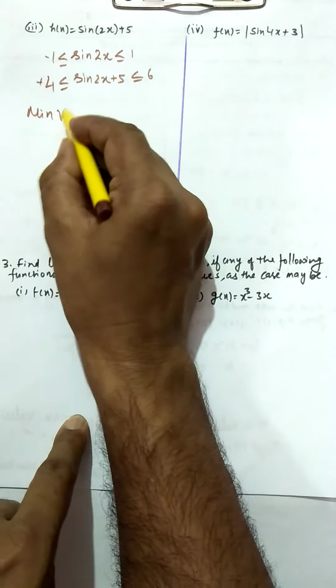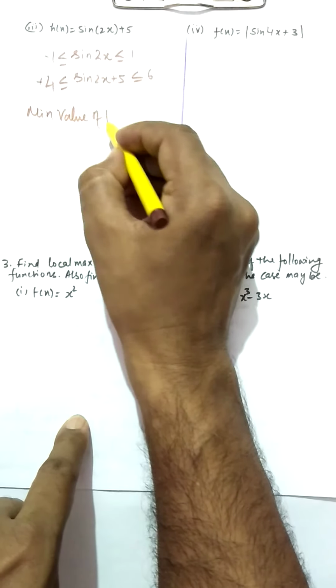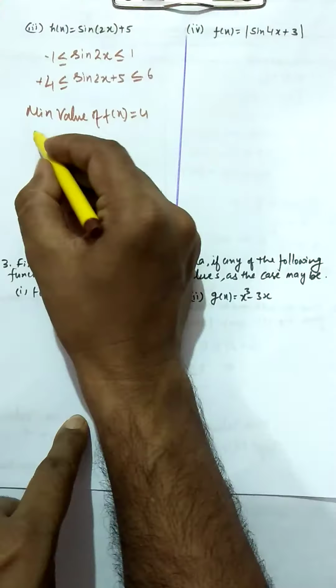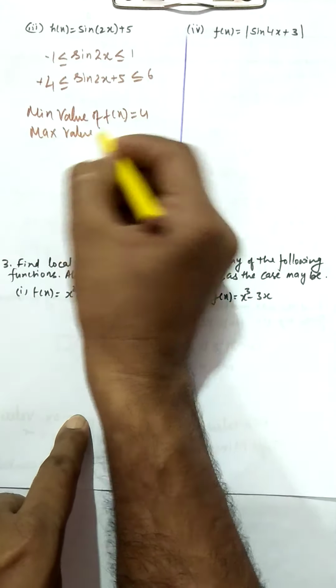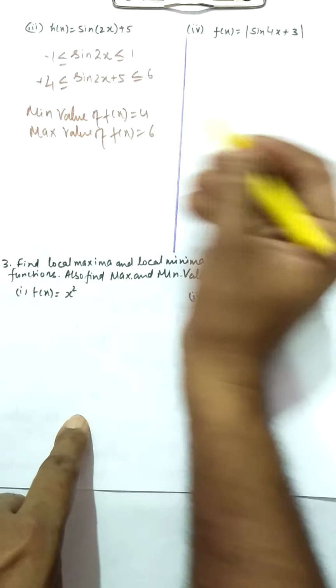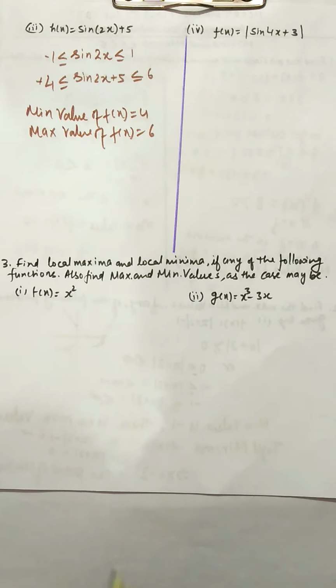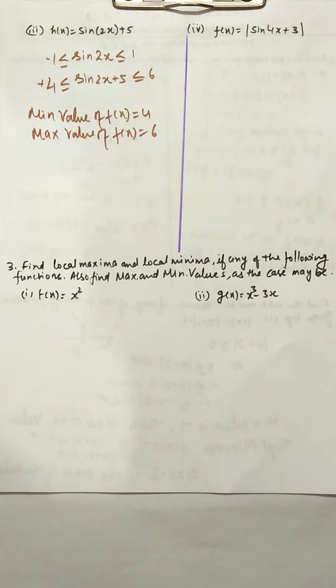So we write the minimum value of f(x) is 4 and the maximum value of f(x) is 6. So sometimes this method gives you the answer very quickly. You can go ahead with the second order derivative test also, but this gives you the answer in very quick time. Now next we have to find the point of minimum value and point of maximum value. Though in this question they have not asked to find the point of minimum value and point of maximum value, we are still finding that also.